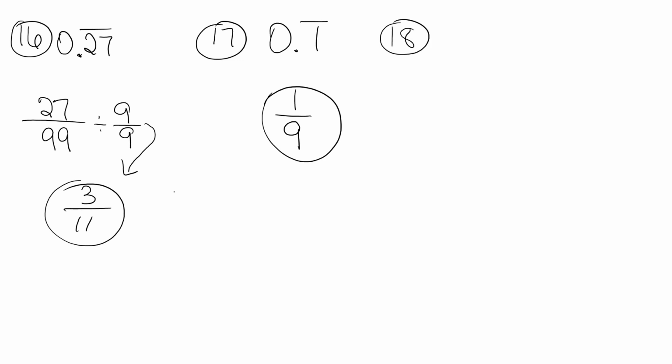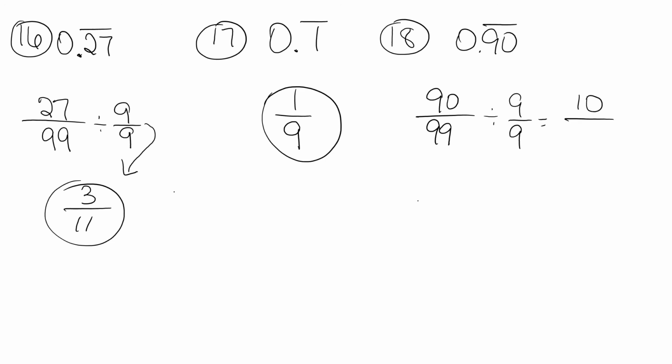Finally, 18. 0.90 repeating. The 9 and the 0 are repeating, so that would be 90 over 99. Again, 2 digits are being repeated, 2 9s in the denominator. We're going to need to reduce, so we're going to divide our numerator and denominator by 9, and then that would give me 90 divided by 9 is 10. 99 divided by 9 is 11, so my final answer would be 10 over 11.